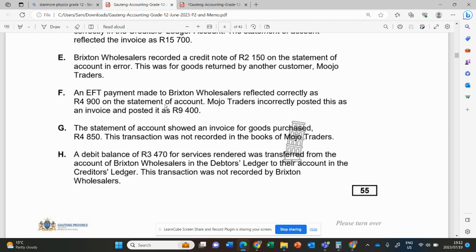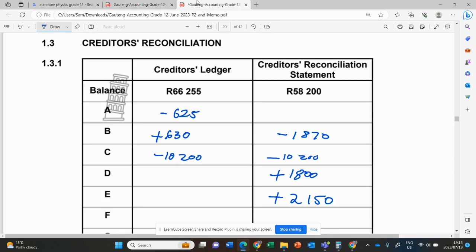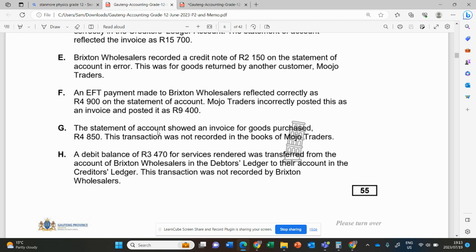So it means we need to subtract whatever was added by Mojo. Mojo is us, Mojo Traders. So we need to subtract this because it is a payment, 9,400. We're gonna subtract what they added, which is incorrect. That's the first error. They added instead of subtracting. The second one, they added an incorrect amount. So now we just cancel.